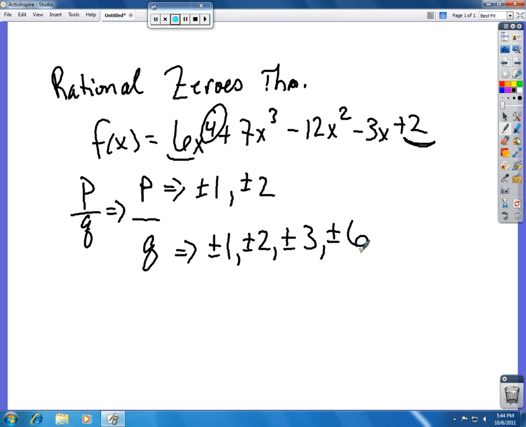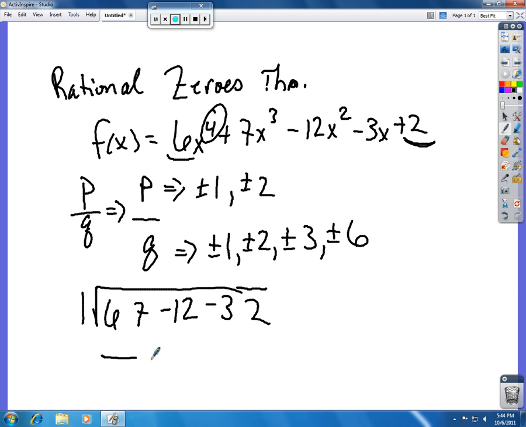Now the way you check it is you just say p is 1, q is 1, so we're going to check 1, because 1 divided by 1 is 1. And you just do what we've done before. So you take the coefficients in front of the variables, okay, and now you just work it out like we've done before.